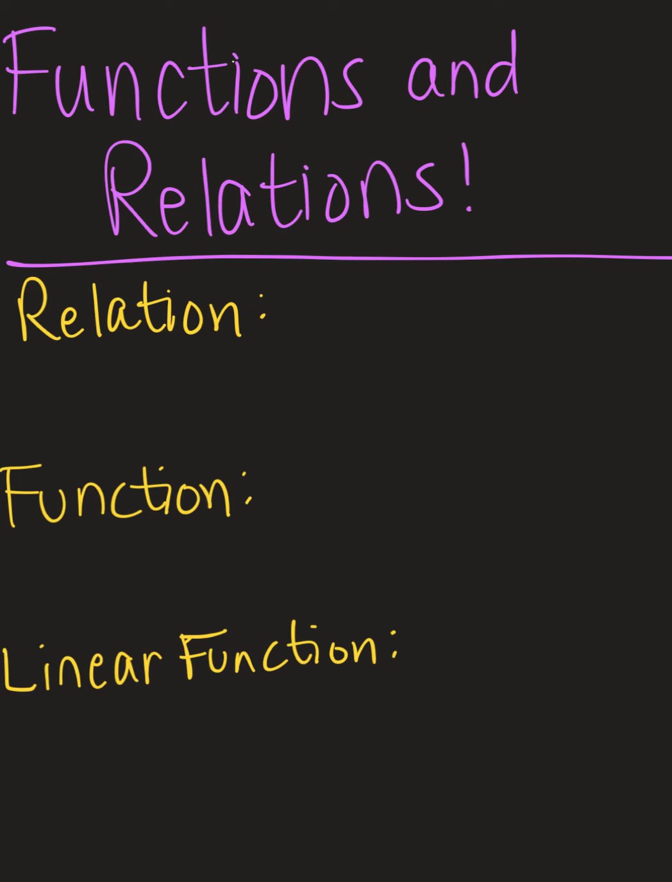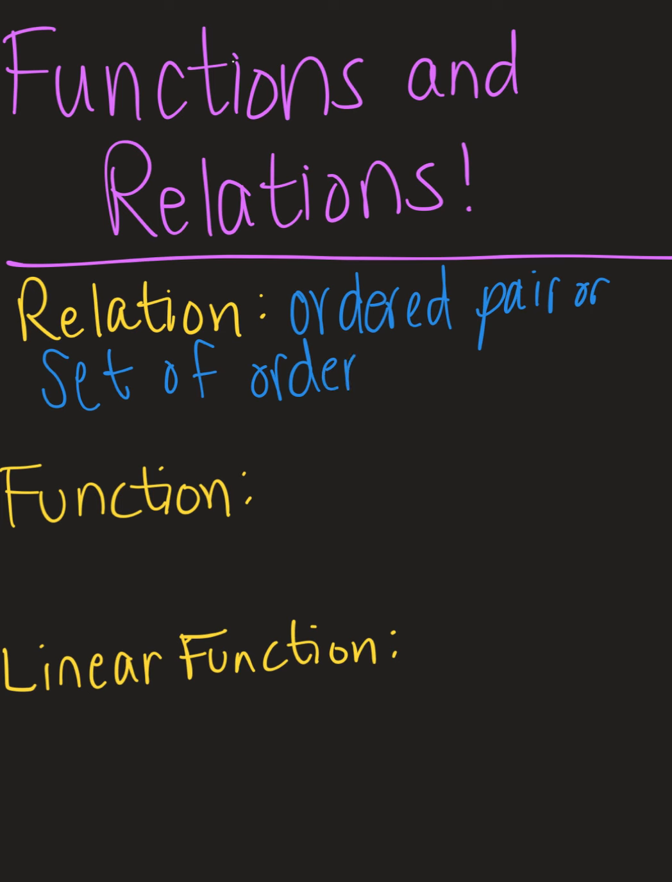So, when we are talking about functions and relations, the very first thing we need to discuss is a whole lot of vocabulary. A relation is essentially an ordered pair or set of ordered pairs. So, (x, y), for example. Functions and relations can be listed in a variety of ways.